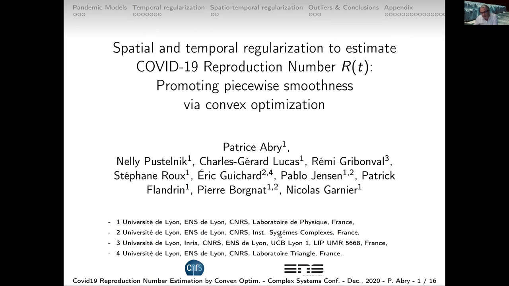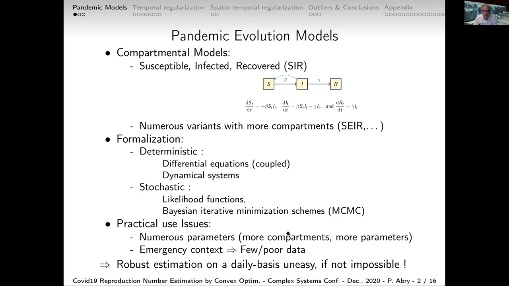Systems here in Lyon. And as we all know, to monitor a pandemic, very often you use these compartmental models, which are driven by a couple of differential equations analyzed by dynamical systems. And if you want some stochasticity, you need to resort to likelihood functions and Bayesian estimation, Monte Carlo Markov chain methods. However, in practice, if you want the model to be realistic, you need many compartments, which means many parameters.